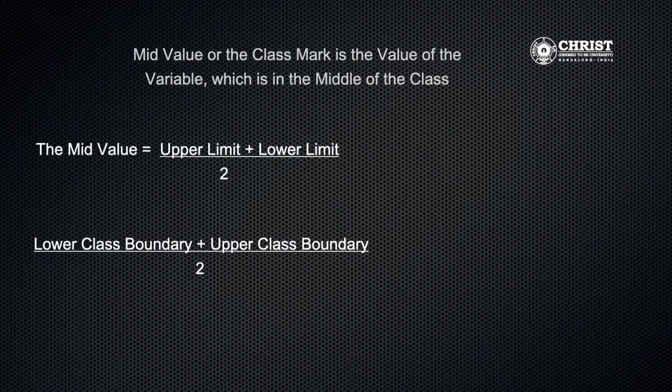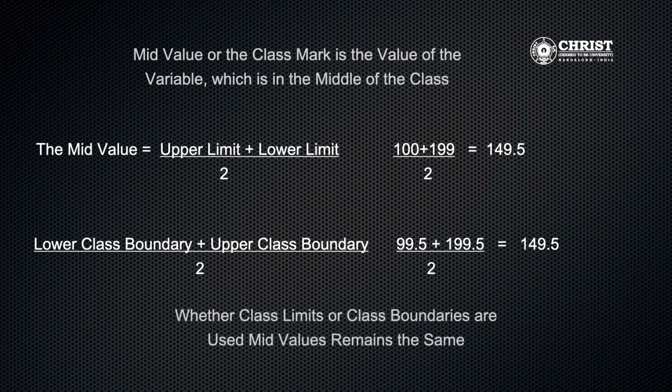These two things you have to remember: either upper limit plus lower limit divided by 2, or, if you have converted inclusive class to exclusive class, then you are getting class boundaries, so lower class boundary plus upper class boundary divided by 2. In the earlier example, 100 plus 199 divided by 2 is equal to 149.5. With the class boundaries, 99.5 plus 199.5 divided by 2 is also equal to 149.5. So you have to remember that mid value will be the same, whether you are taking the class limits or class boundaries.